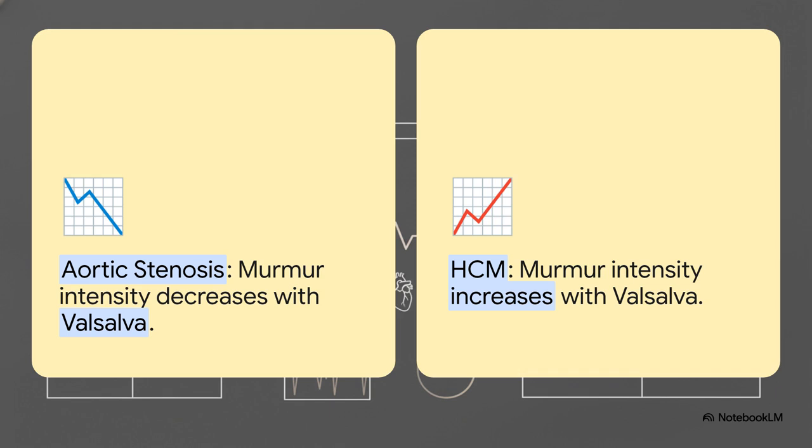Decreasing preload with a Valsalva maneuver decreases the blood volume in the left ventricle. For HCM, less volume means the outflow tract gets even more obstructed by that thickened septum, so the murmur actually gets louder. But for aortic stenosis, less blood crossing that stiff valve simply means a softer murmur.